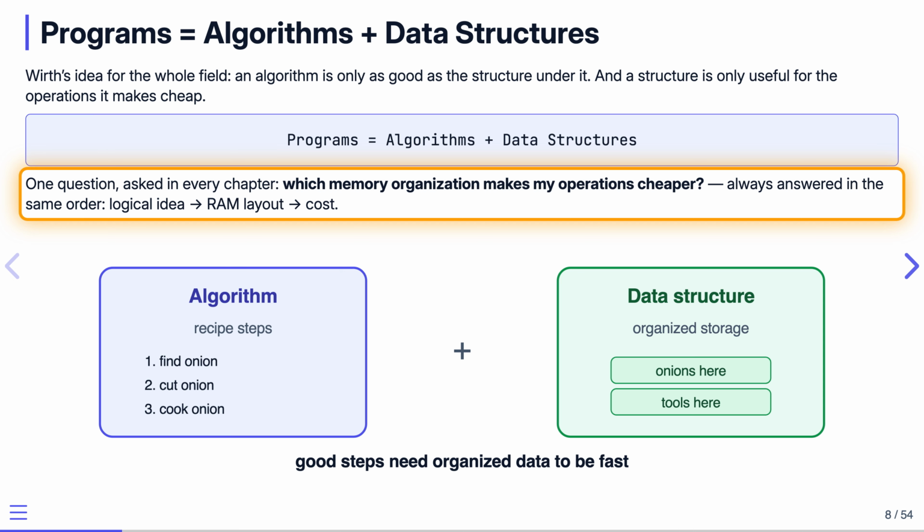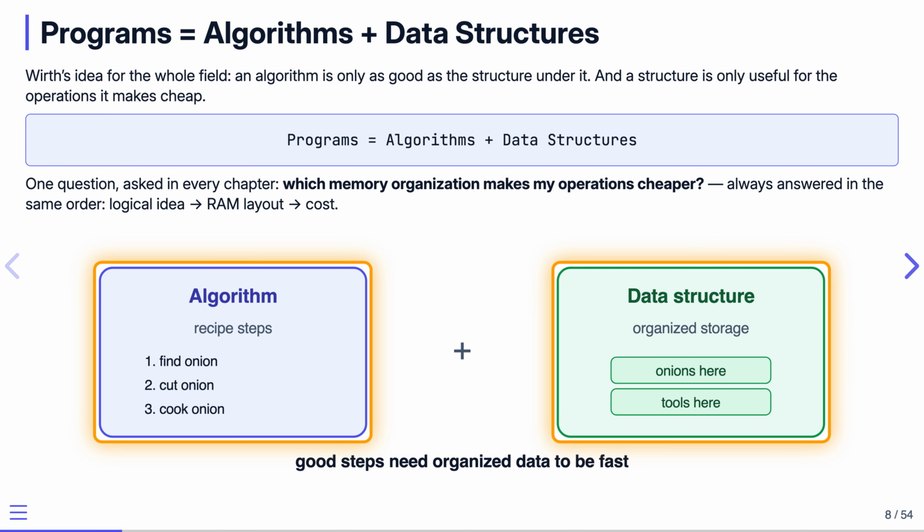So one question comes back in every chapter: which memory layout makes my operations cheaper? We always answer it in the same order. First the logical idea, then the layout in memory, then the cost. Think about cooking. The recipe is the algorithm, a list of steps. The organized kitchen is the data structure. Good steps still need organized data to run fast.